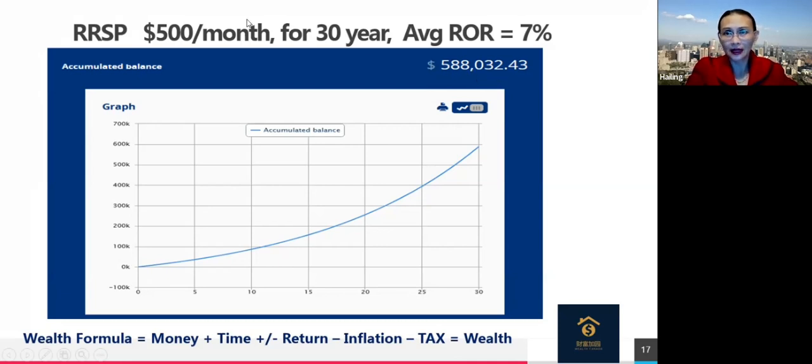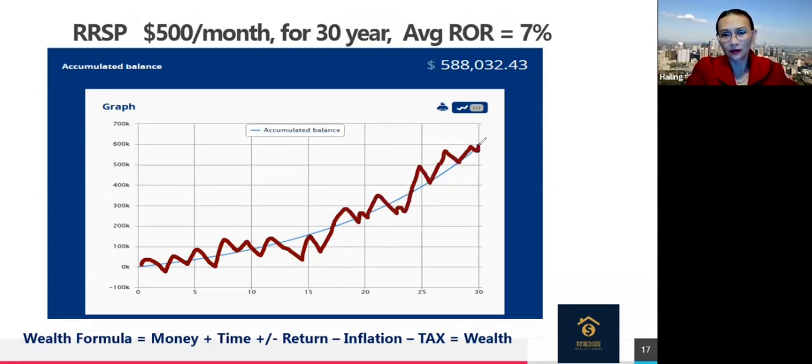However, I always would like to inform everyone, life is not like this. It's not a smooth ride, right? The investment, the stock market, the financial market is also something like that, okay? Sometimes up, sometimes down, but we will see, eventually your money still grows in the long run, okay?